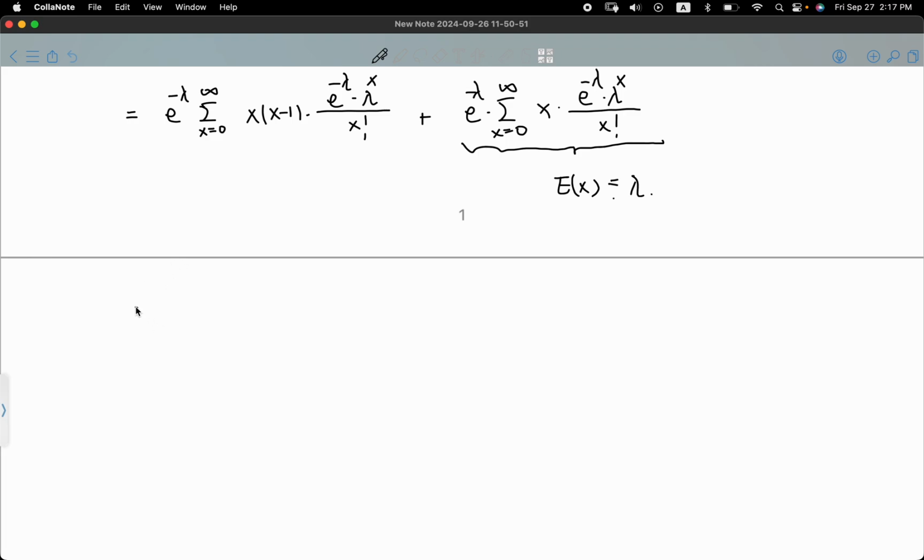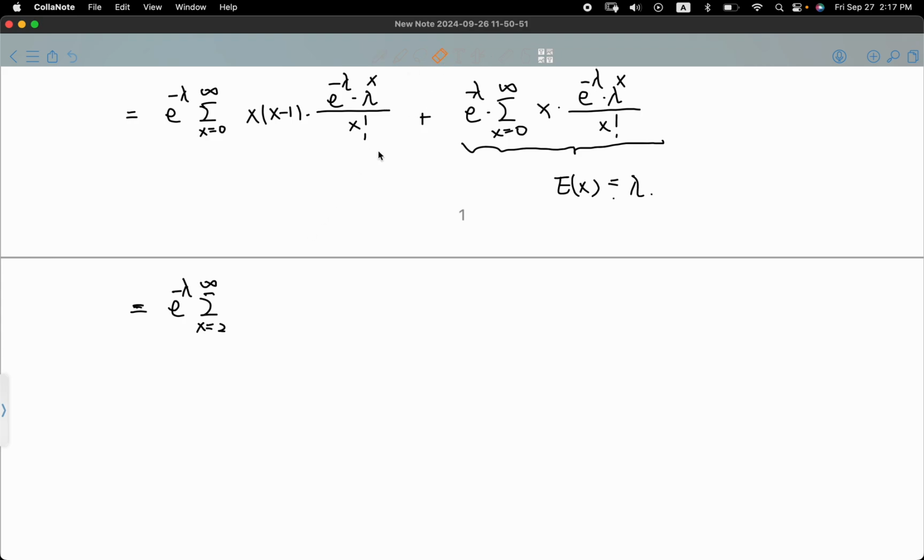So here we have e to the negative lambda, summation x equal to 0, and then we can drop the first two cases. So when x equals 0, this is 0. When x equals 1, this is also 0. So let's change the index starting from 2.